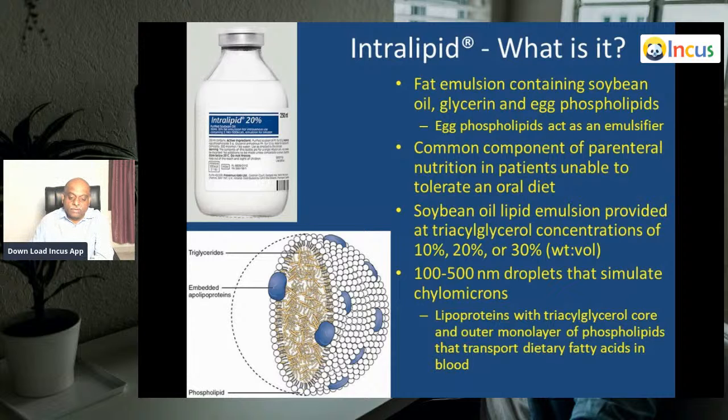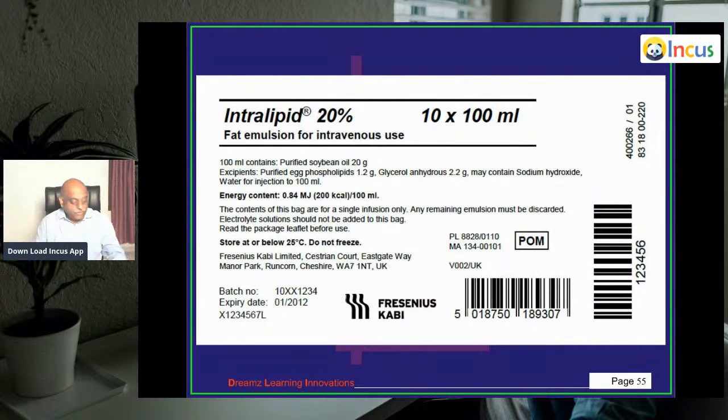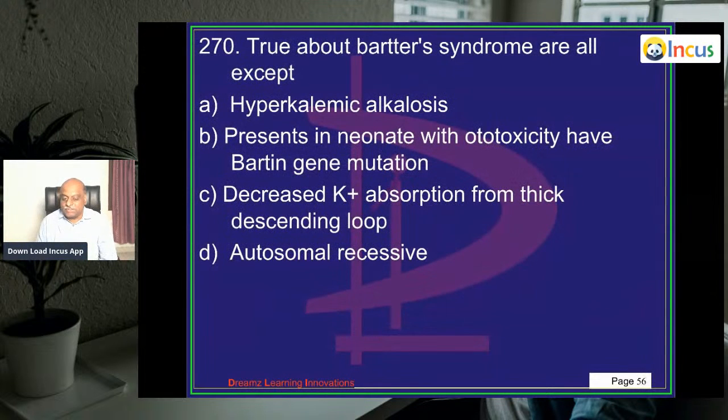I leave the literature for you. What is intralipid? What does it contain? Okay, it's a passing comment.